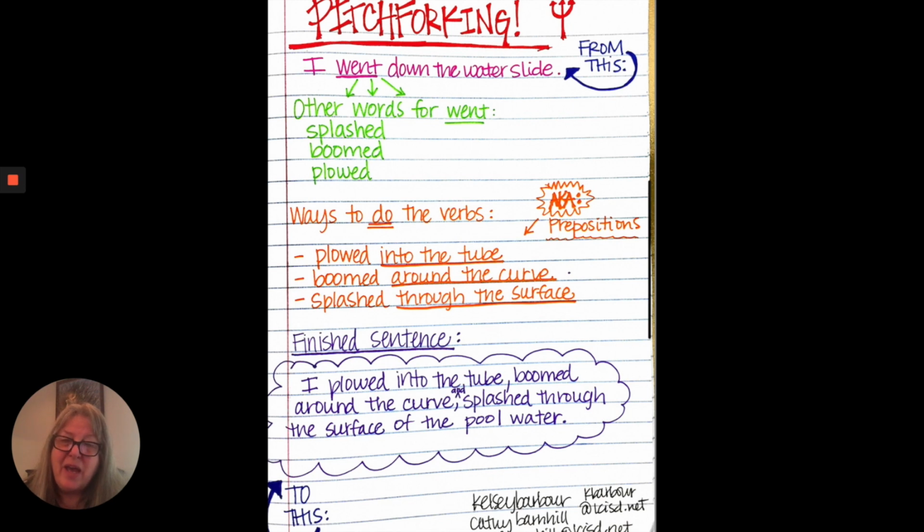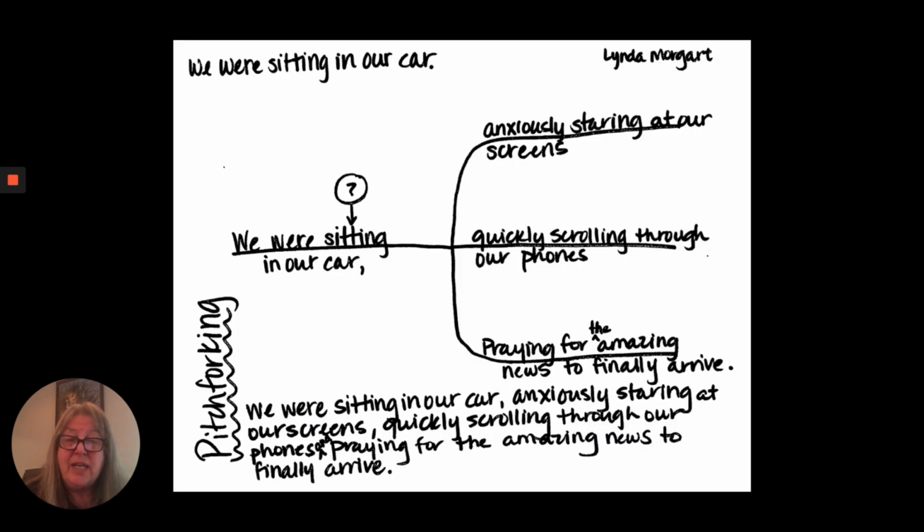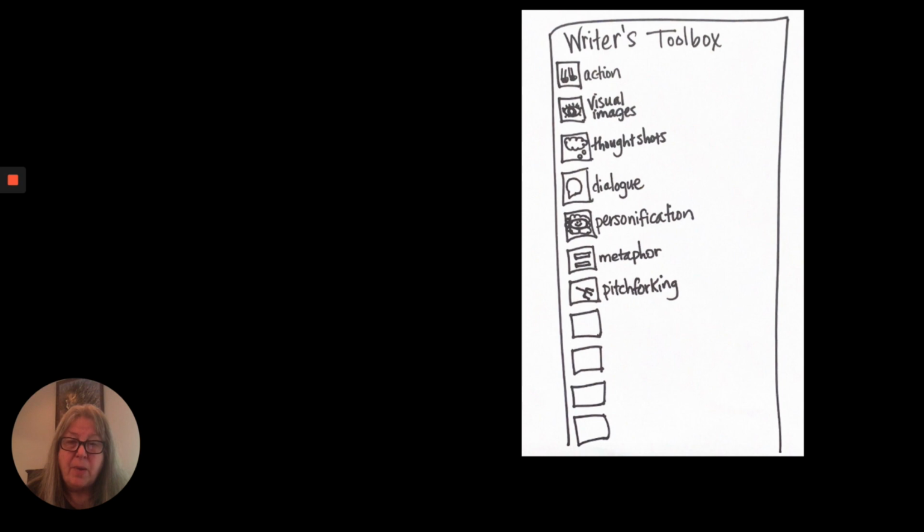So whether you do it this way or another way, the important thing is that your students find pitchforking a useful tool for bringing a lot more depth and variety into a simpler sentence. Another teacher shared with me how she has kids learn pitchforking. They actually draw a pitchfork like this, and they begin with a simple sentence like "we were sitting in our car." For each one of those points, they add a verb phrase of what else they were doing. And you can see that becomes put together into a massively gorgeous and detailed sentence. Now we add pitchforking.